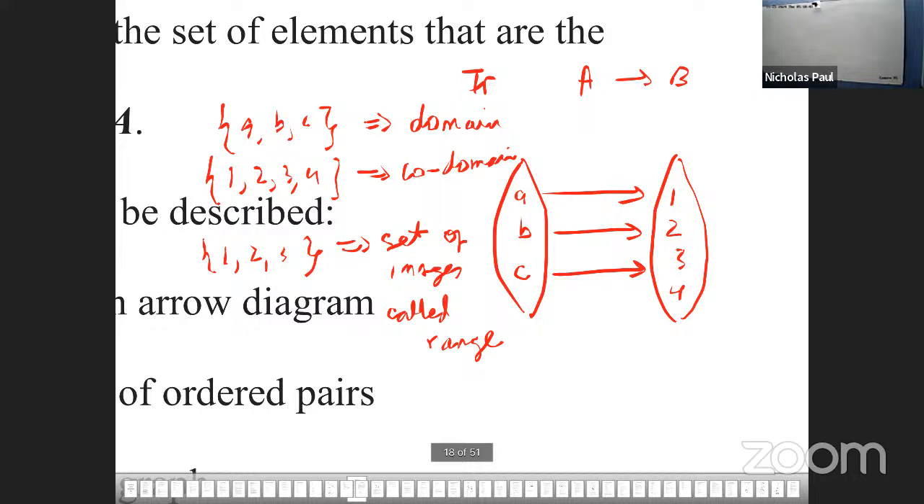You'll remember the 4 types of mappings: one to one, one to many, many to one, many to many. Quick question: which set is capital E? Which one? Maybe. Which set is capital B? 1, 2, 3, 4, right?